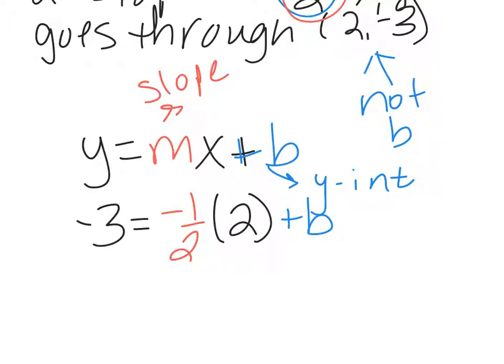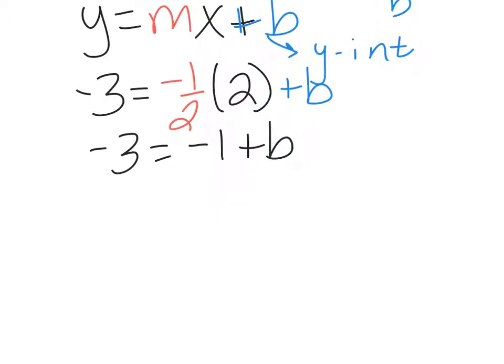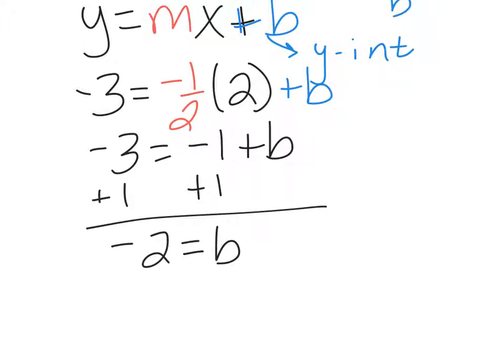Alright, so we're going to take care of that multiplication first. So I have -3 equals -1/2 times 2 is -1, plus b. So I add 1 to each side to get b alone. -3 plus 1 is -2. -1 plus 1 is 0, so b equals -2. So our equation is y equals -1/2, that was our slope that was given to us, x minus 2, our y-intercept, which we just figured out.